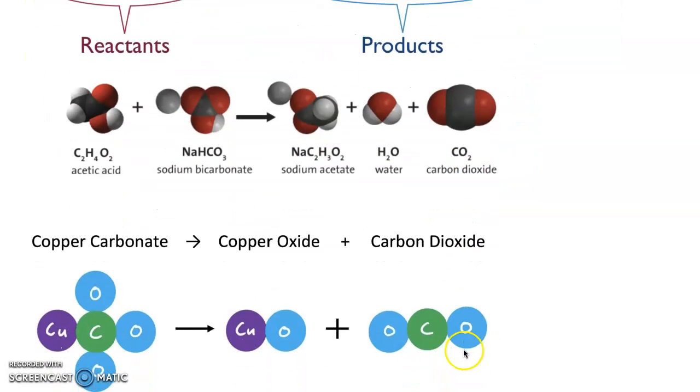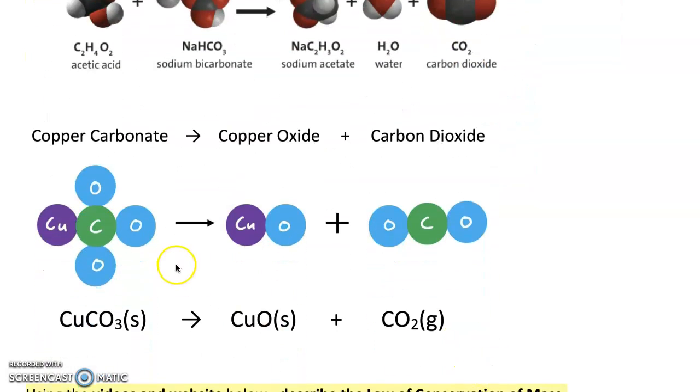Another example we can look at is when I have copper carbonate and it is heated up. So when it's a solid and it gets heated up in a Bunsen burner in a flame, the copper carbonate reacts to produce copper oxide and carbon dioxide. So the copper oxide is still a solid and the carbon dioxide is a gas.